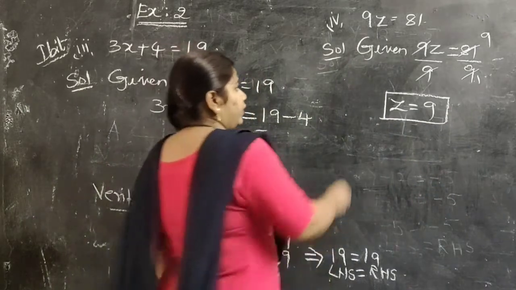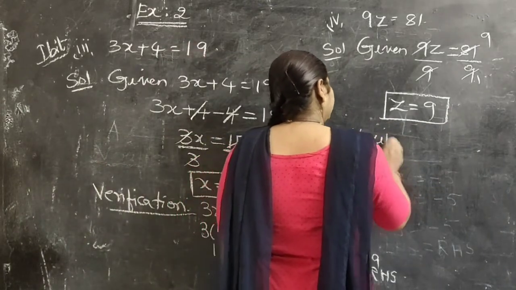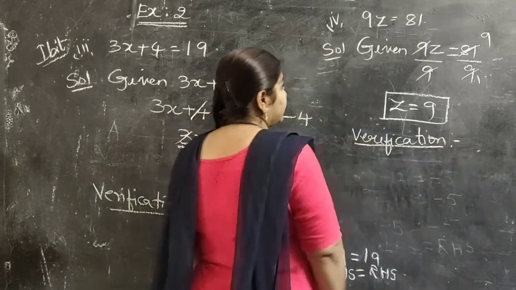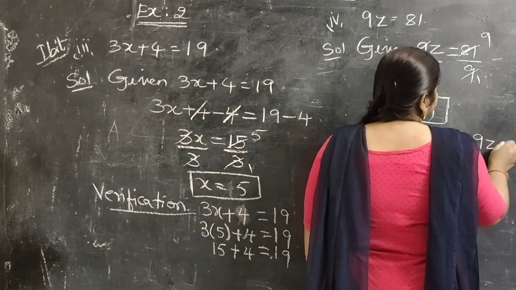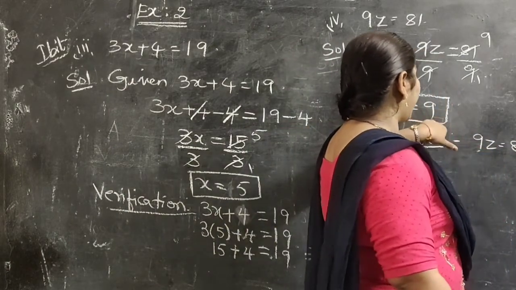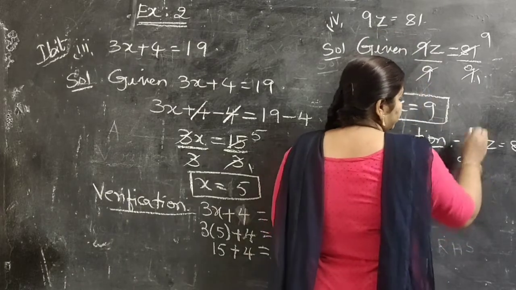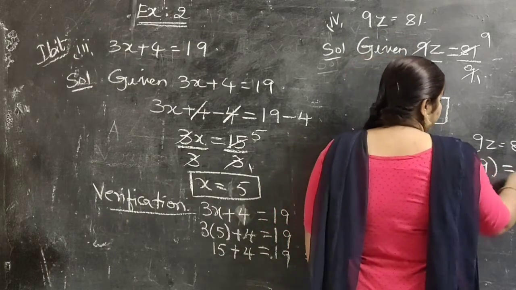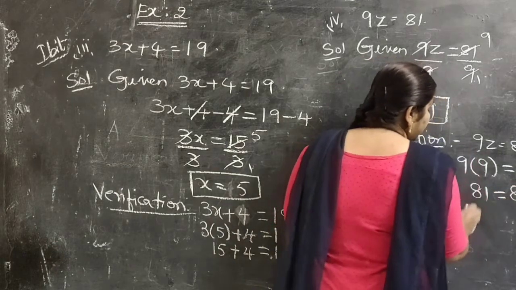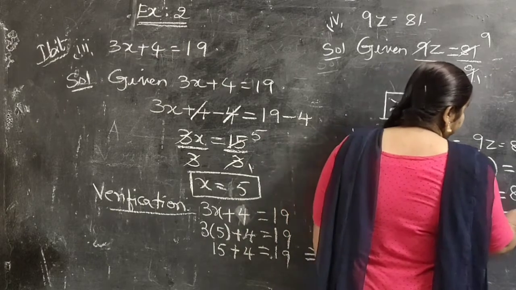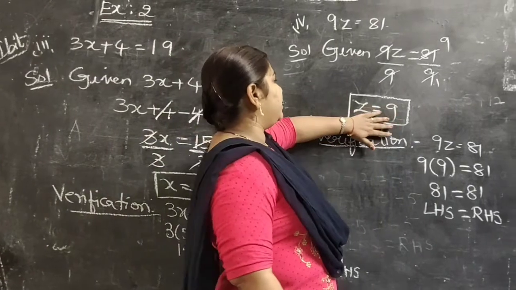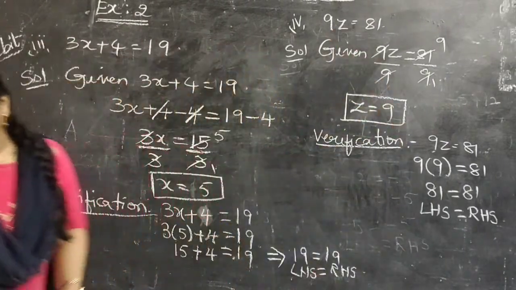So now we will see the verification part. What is the equation here? 9z is equal to 81. In place of z, which number do we have to substitute? 9 we have to substitute. That is 9 9s are 81, equal to 81. So LHS part is equal to RHS part. So z is equal to 9 is the correct value for this equation.